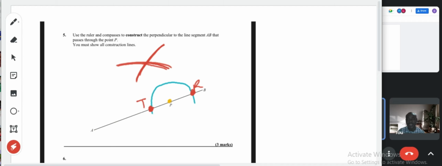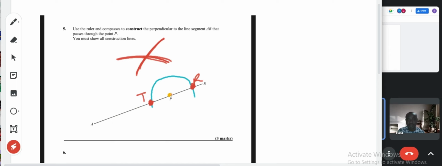So the perpendicular line must pass through point P, like this. And I said place your compass at P and draw a small semicircle that will cut through the given line segment. So assuming the points where it cuts through it are point T and point R, mark those two points.